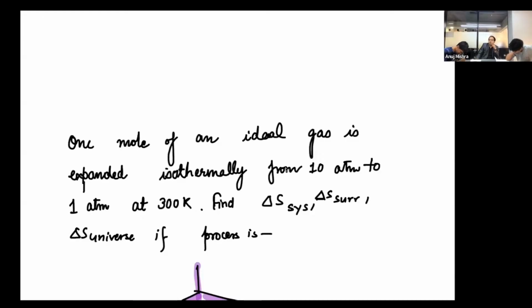Go to the irreversible case. Cut it, write on the next page, no problem.